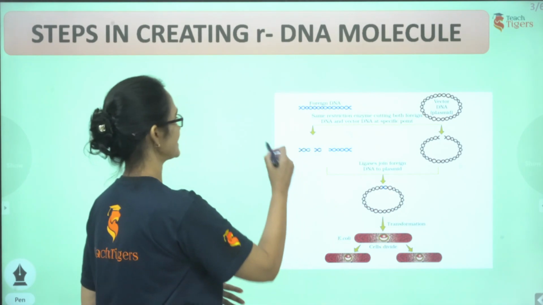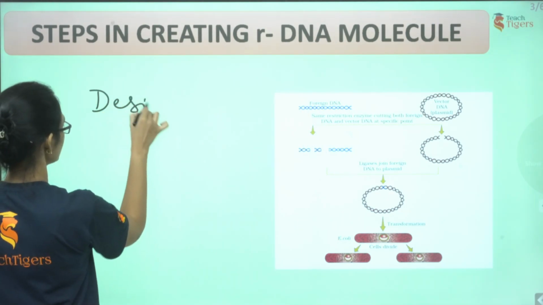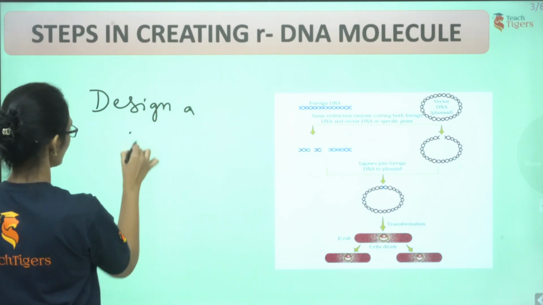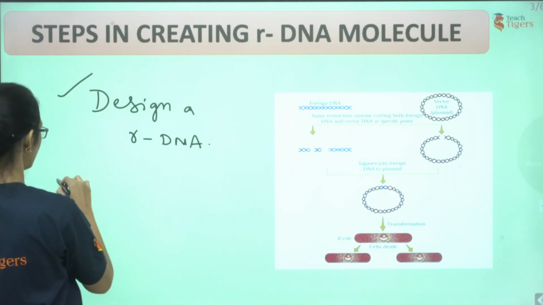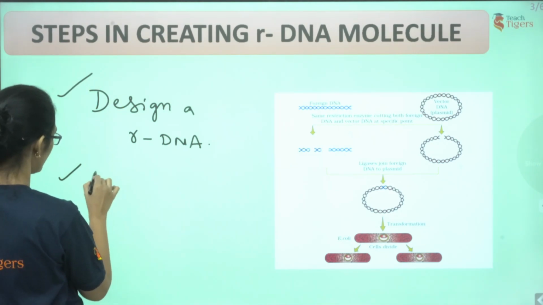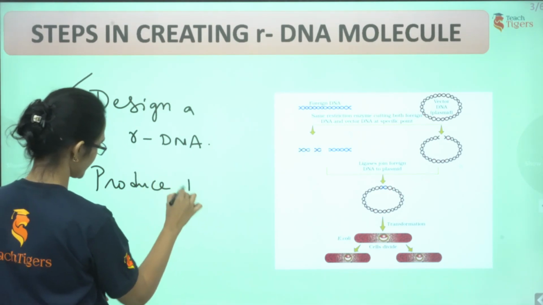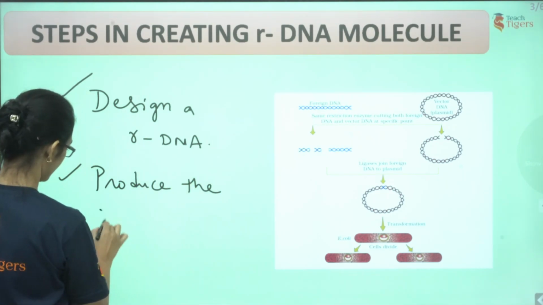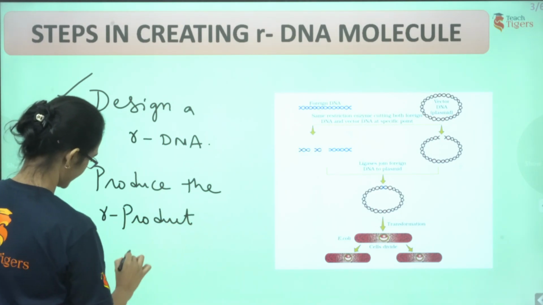So if you look into the basic steps, how do we design it? How do we design a recombinant DNA? This is the first major area of biotechnology, and the second major area is to produce the designer DNA on a large scale, produce the recombinant product on a large scale.